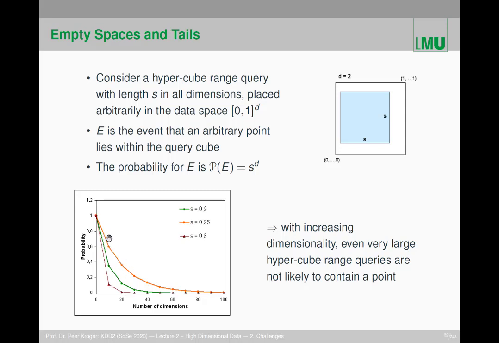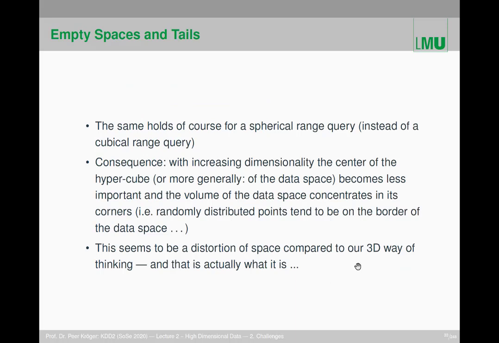And you see this effect again here with different side lengths. Even with side length 80% of the data space side length, even in 20 dimensions, it's extremely unlikely to find anything in this hypercube. Sounds strange, but that's what the math tells us. And the same holds true, of course, for spherical range queries. Instead of a cubical range query, you can also use a spherical range query. The consequence is, with increasing dimensionality, the center of the hypercube, or more generally, the center of the data space, becomes less important, and the volume of the data space concentrates on the limits, on its corners. So randomly distributed points tend to be on the border of the data space. Sounds extremely awkward, but that's how it is.